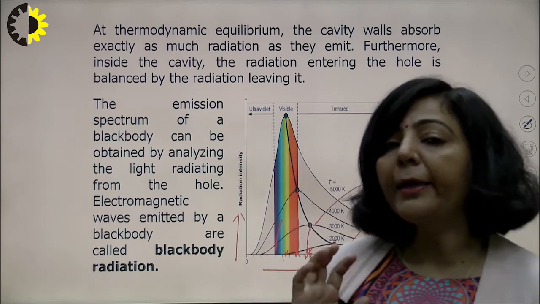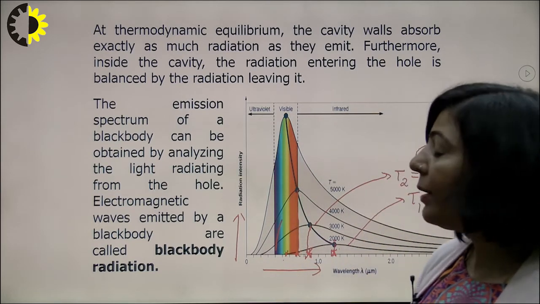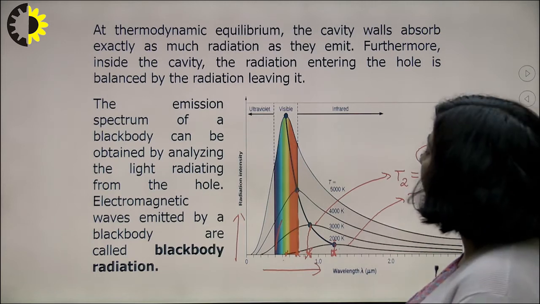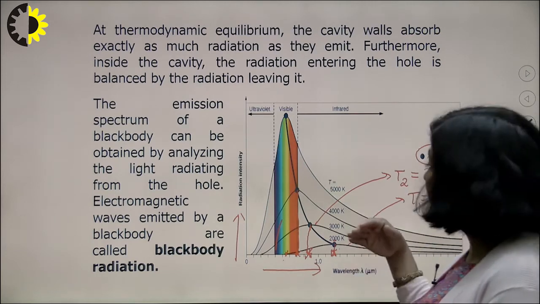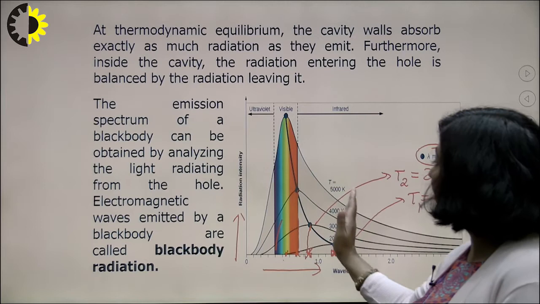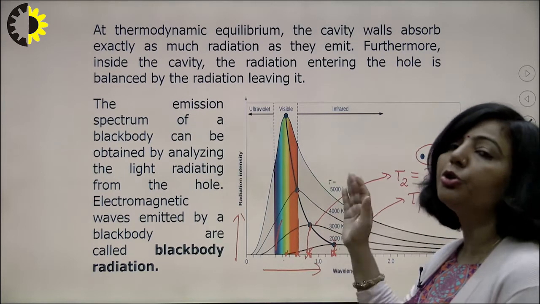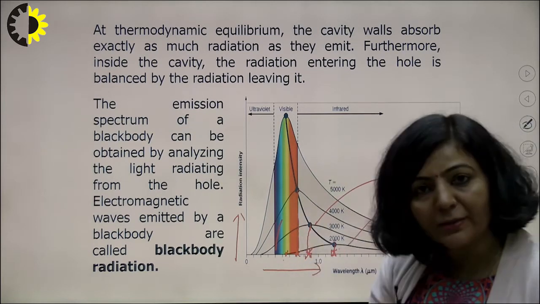So I can conclude this point like this: lambda max is inversely proportional to temperature. It means with the increase in temperature, this lambda max is shifting towards the shorter wavelength region. I hope this point is clear.